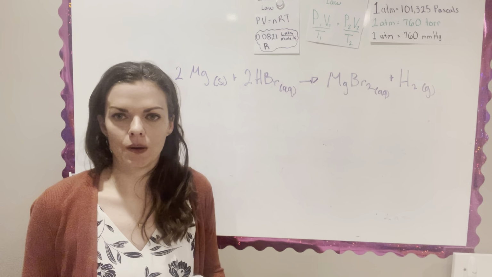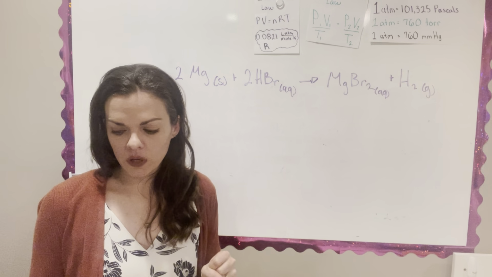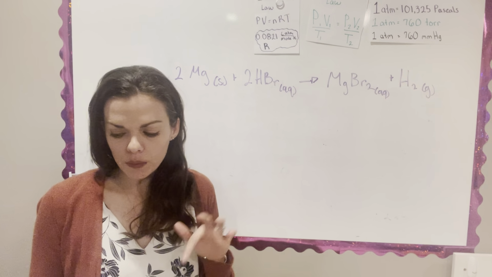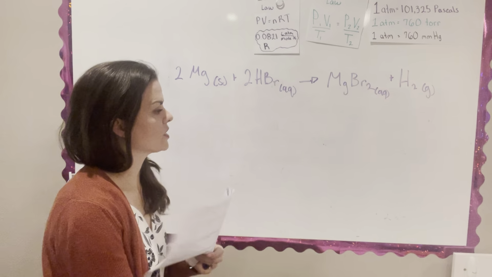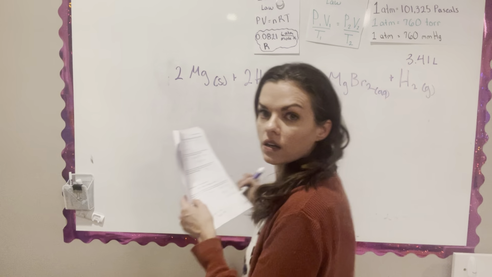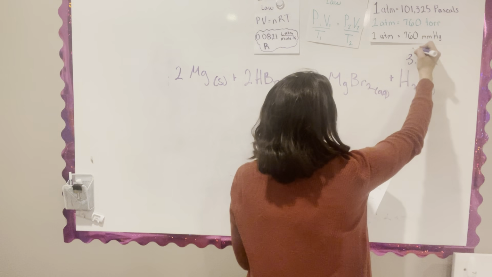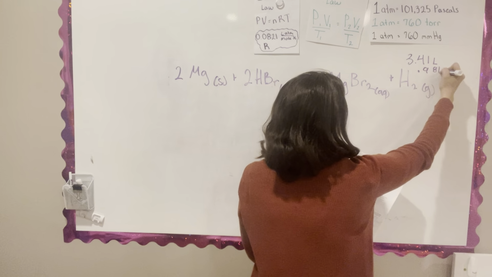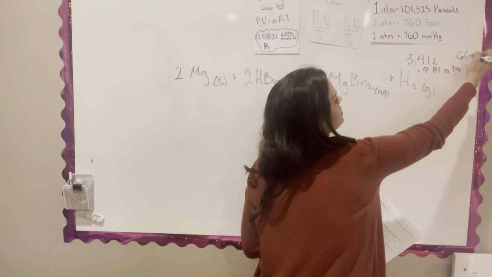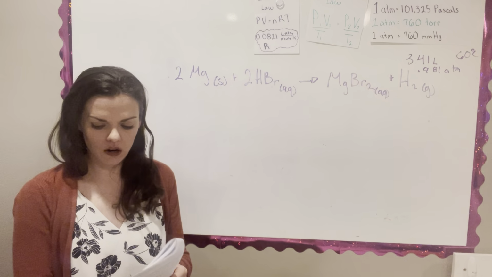It's kind of a hard concept to explain, but what we're doing here is when we collect this over water, she's actually collecting 3.41 liters of hydrogen gas. So they give me the information of hydrogen gas. Is that 3.41 liters? They're also telling me that it happens at 0.981 atmospheres and it's at 60 degrees Celsius. So they give me a lot of information about that hydrogen gas there.